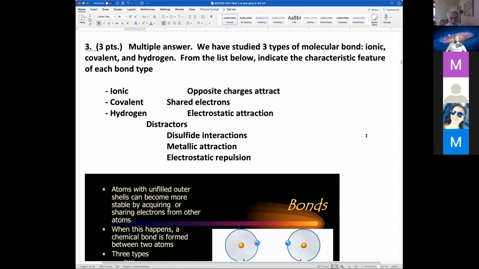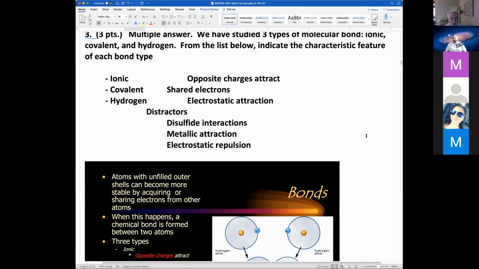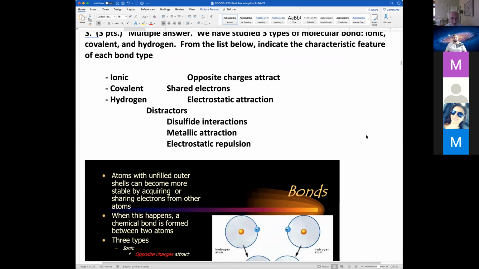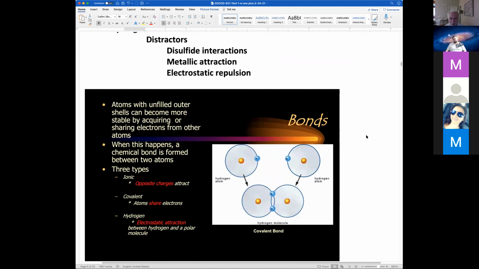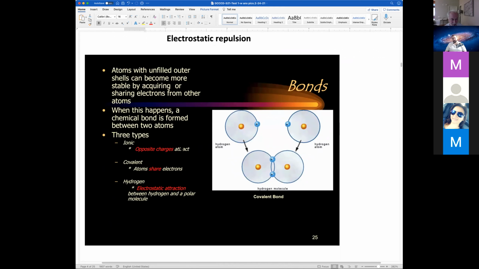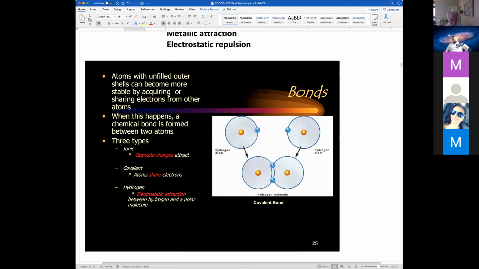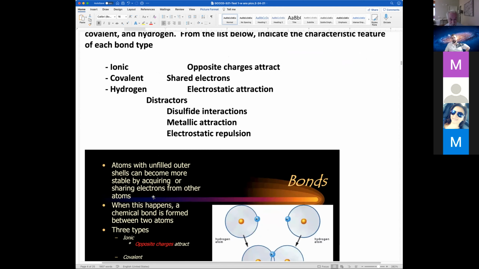Okay, the next one is about bonds: ionic, covalent, and hydrogen bonds. And that was taken directly from this slide. Ionic bonds, opposite charges attract, in red. Covalent bonds are characterized by the sharing of electrons, and hydrogen bonds, electrostatic attraction. So those were the answers that were correct. Ionic bonds, opposite charges; covalent, shared; hydrogen, electrostatic attractions.